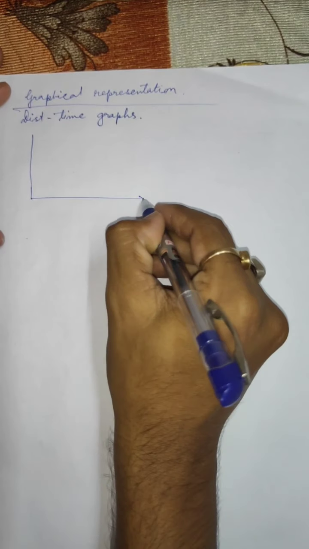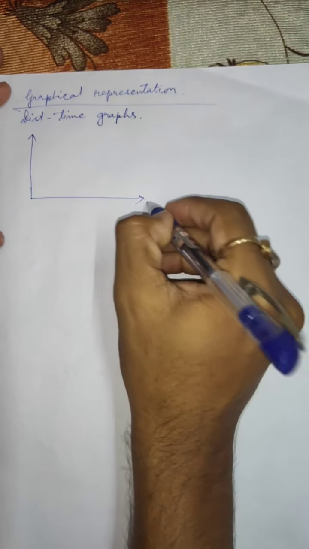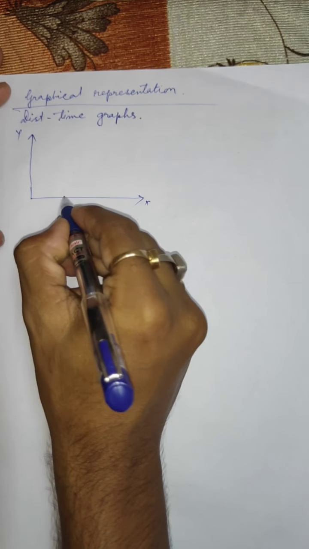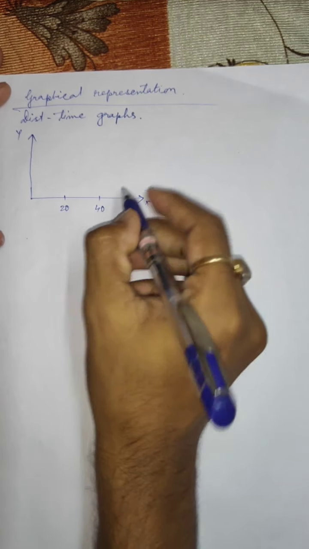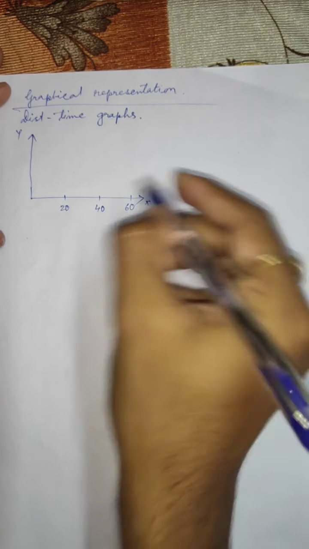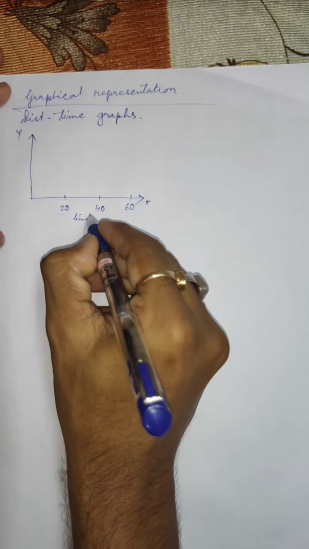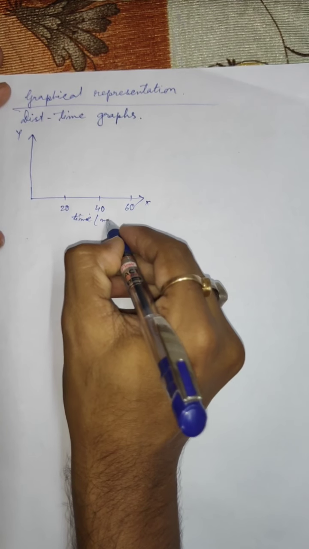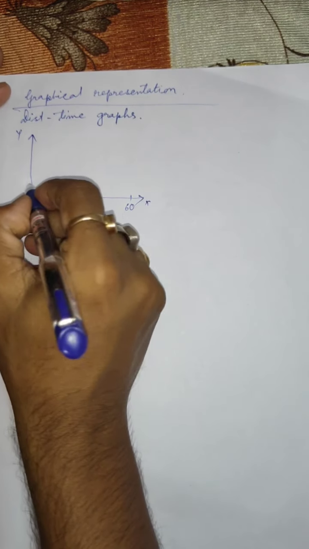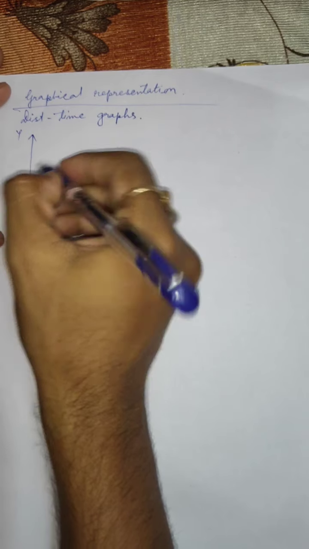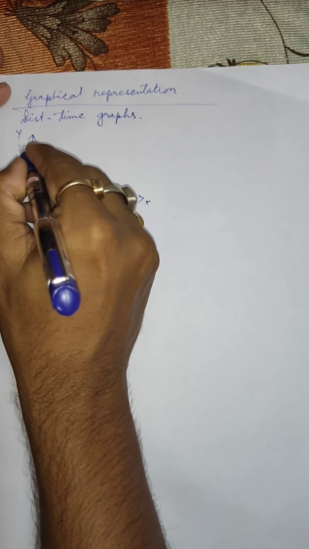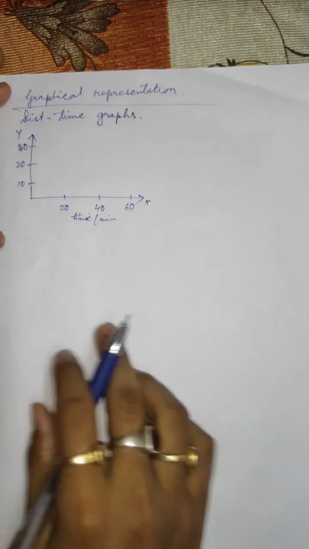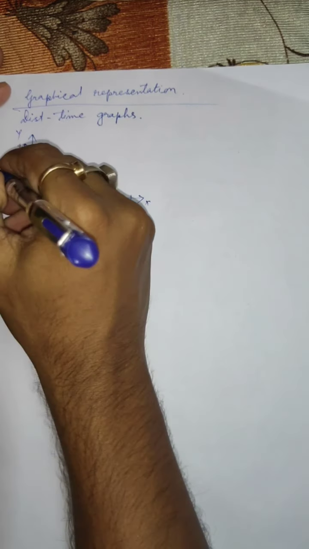See, this is the x-axis and this is the y-axis. In the x-axis we have taken time, 20 minutes, say 40 minutes and 60 minutes. These are time in minutes. And in the y-axis we have taken kilometers, 10 kilometer, 20 kilometer, 40 kilometer. These are the distance.